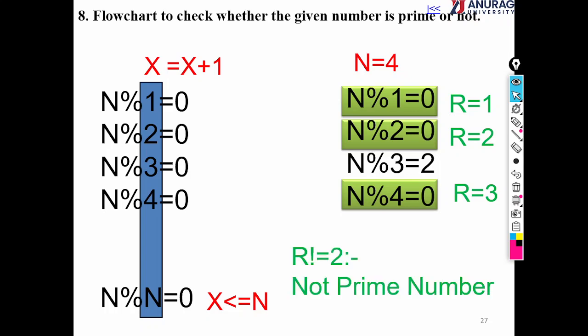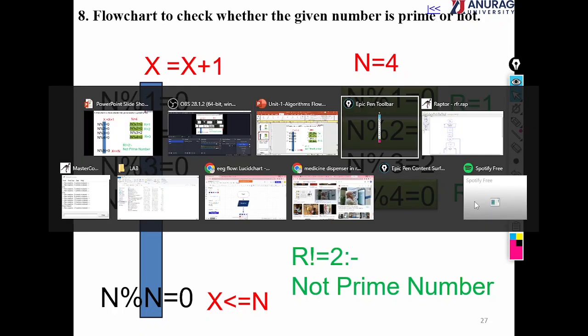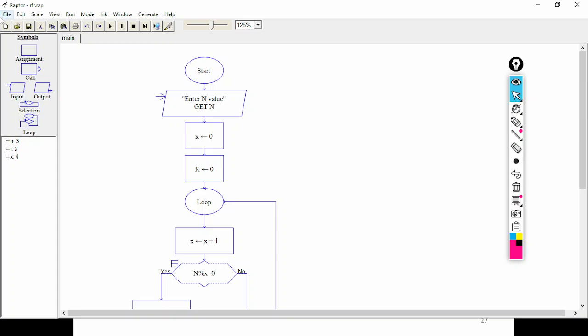Right? Whenever it is not equal to 2, that is, the r value is greater than 2, the number is not prime because it is divisible by 1, the number itself, and also it is divisible by other numbers. That's why we are getting more than 2. Okay, this is the logic behind the prime number and not a prime number. Okay, now let's go for the flowchart. I'm going to create a flowchart.